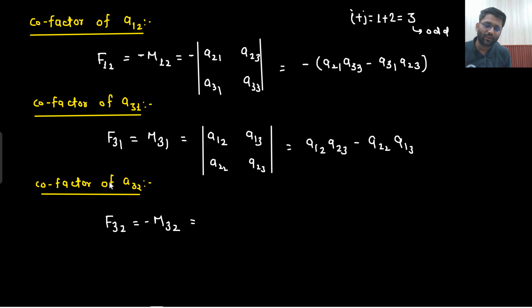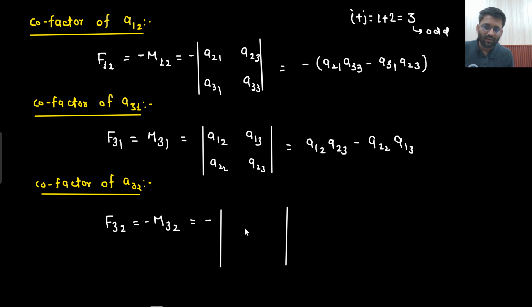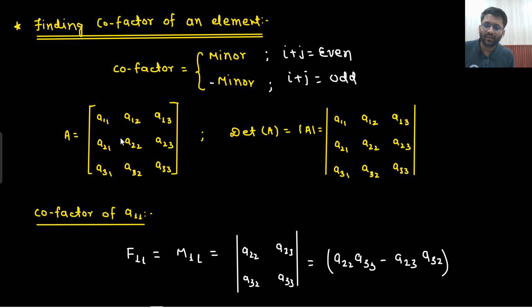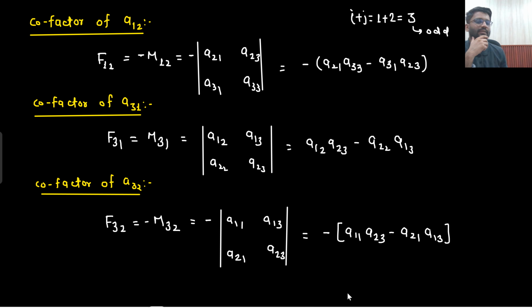And what about the cofactor of A32? It will be equal to the minor of A32 only, but with the negative sign. Why the negative sign? Because when you do 3 plus 2, you are getting an odd number. So 3, 2. So A11, A23, A21, A13. Right? So what you are getting is a minus sign outside: A11, A23 minus A21, A13. There you go. This is the answer we are getting.